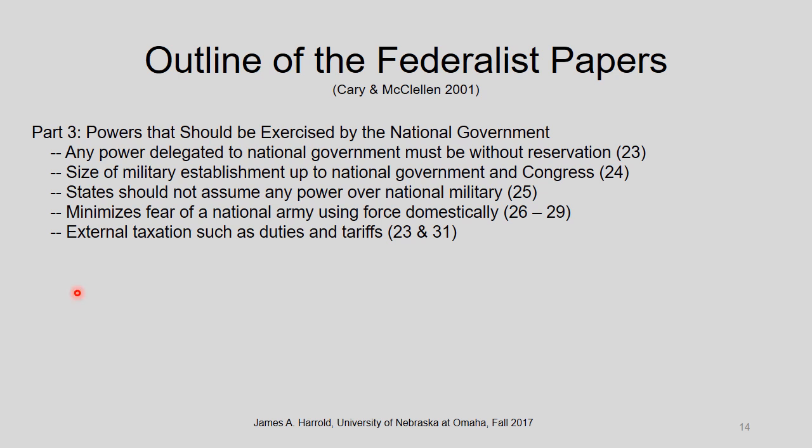The last thing that they talked about, which was important, was this idea that the national government has taxation powers and the states have taxation powers, but they're different kinds of taxation. They probably did not envision an income tax. What they saw as the primary taxing power of the national government were duties and tariffs. So those are their arguments about powers exercised by the national government.